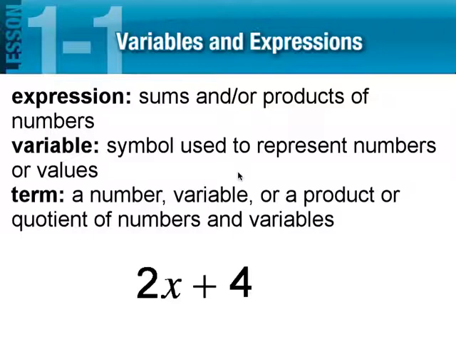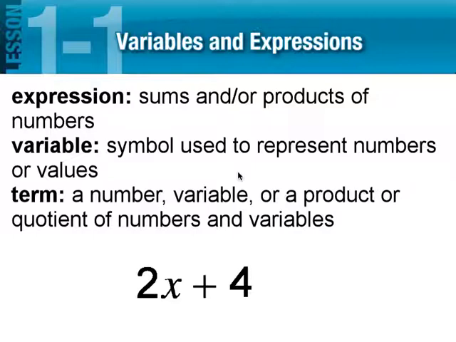A variable is a symbol used to represent numbers or values. X is used a lot, N is used a lot, but you can use anything. Now notice the key word there, they said it's a symbol. And so you could also use a square, a triangle, or a circle.